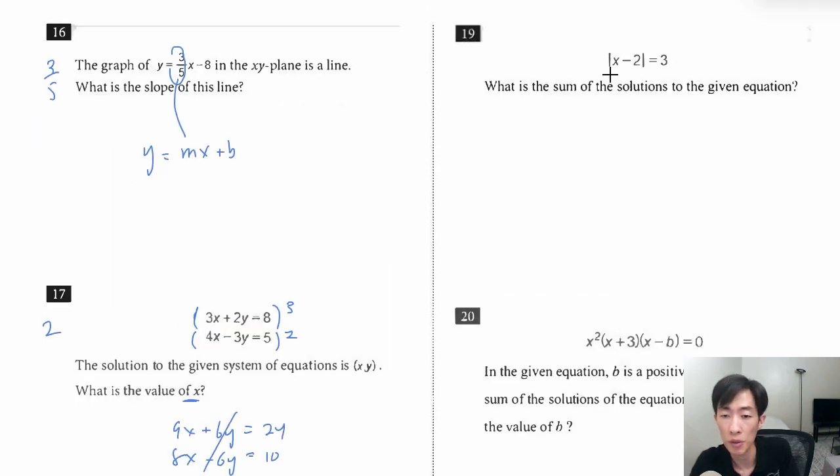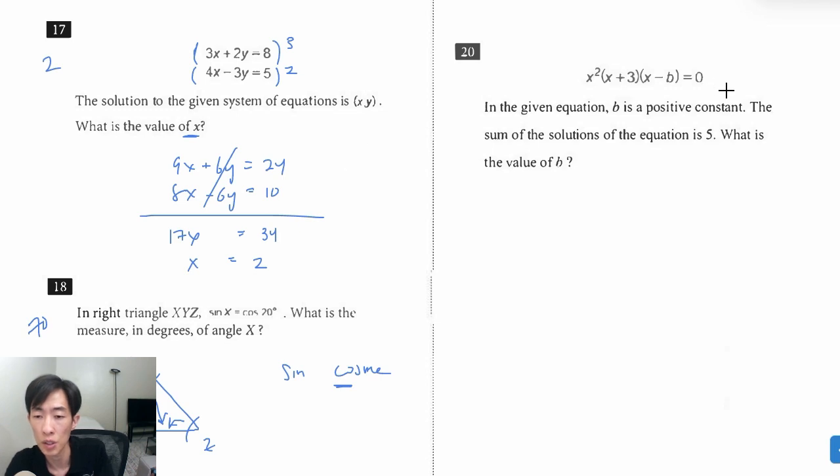Question 19, absolute value equation. What is the sum of the solutions? So the best way to solve this is divide it into two cases. X minus 2 equals 3, or x minus 2 equals negative 3, because when you take the absolute value, they just care about the magnitude. Add 2 to both sides, x equals 5. Add 2 to both sides, x equals negative 1. The sum of the solutions is 5 plus negative 1, which is 4.